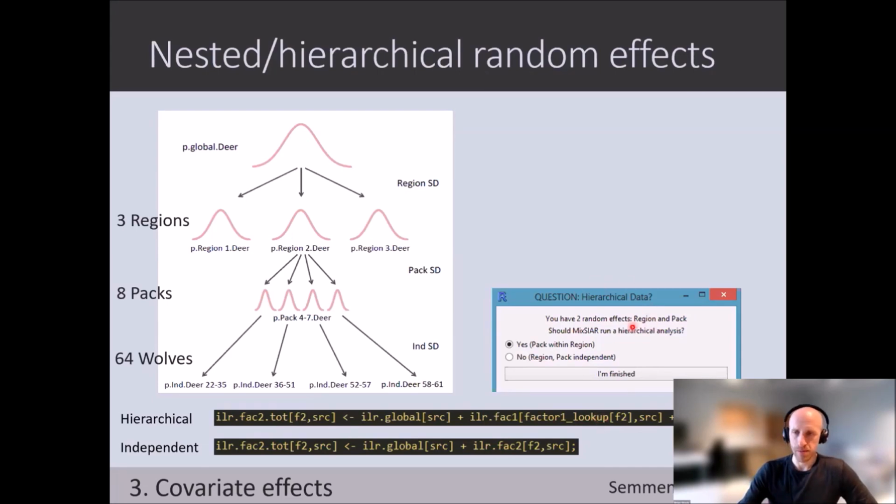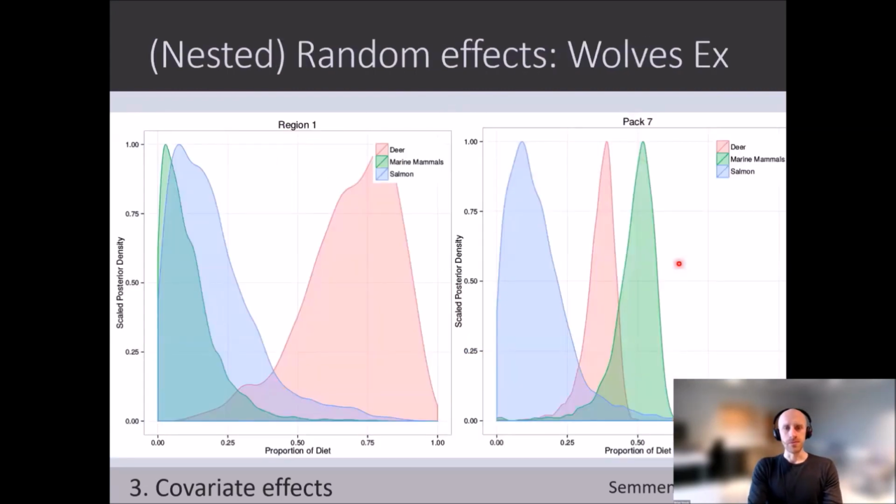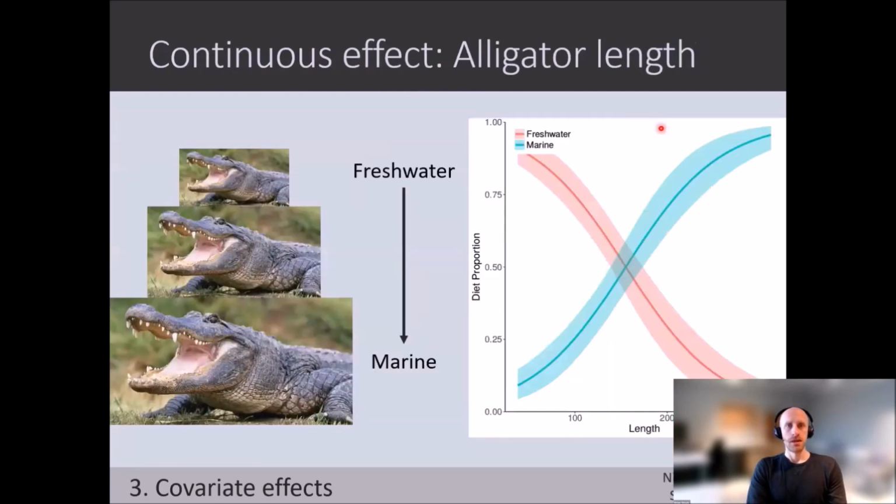And this is a picture of the GUI that MixSIAR used to have, but doesn't work anymore. So the end result of that type of nested random effects analysis is that you get these proportions of each source, but they're by region and also by pack, say. All right, so that was categorical or fixed or random effects.